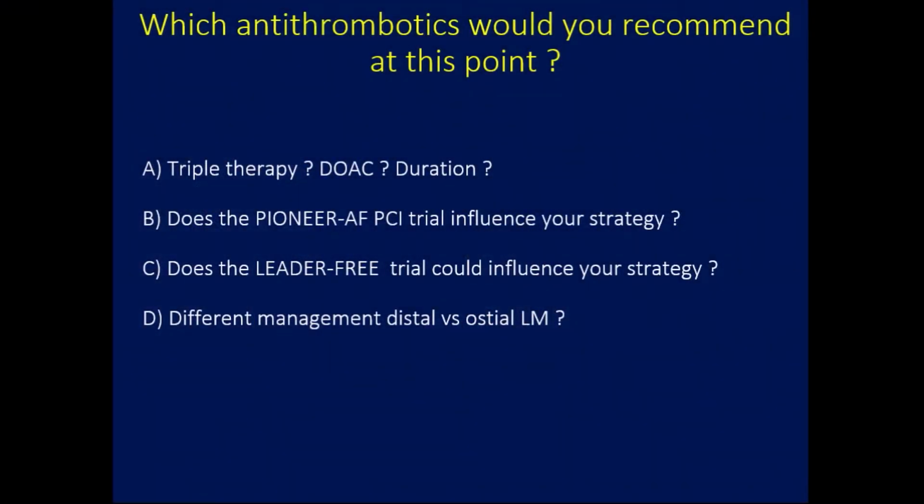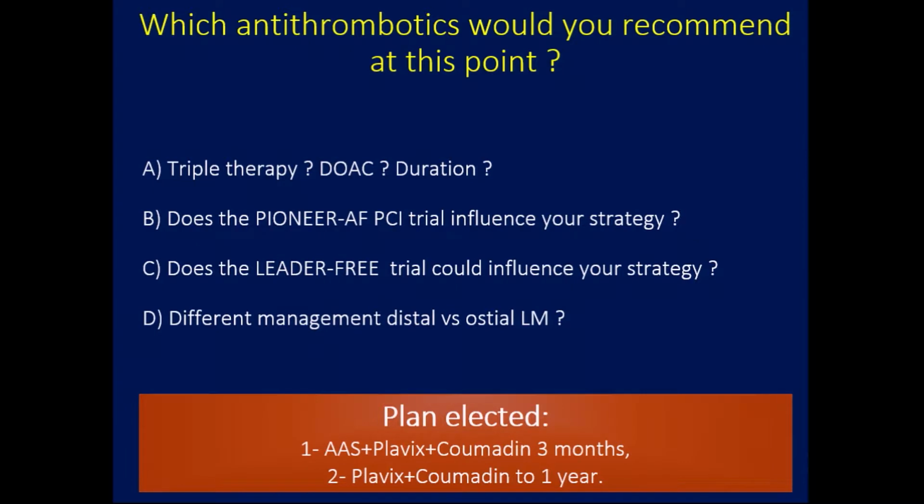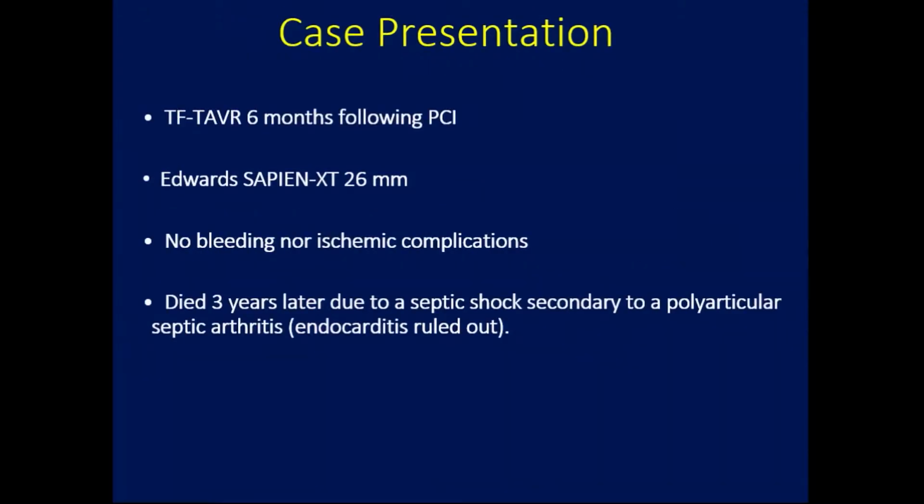Yes, sure. So finally, just to follow with the case description. At the time we were in 2012, so the Pioneer trial was not performed yet. So we elected to do triple therapy for 3 months, aspirin, Plavix, Coumadin, and then drop the aspirin and continue for a year with Plavix and Coumadin. The evolution was quite good. He underwent transfemoral TAVR 6 months following PCI just because of the waiting list. No bleeding nor ischemic complication, but unfortunately he died 3 years later due to septic shock secondary to a polyarticular septic arthritis, but endocarditis was ruled out with 2 serial TEE at that time. So thank you very much.